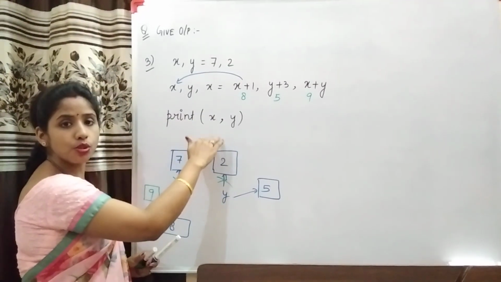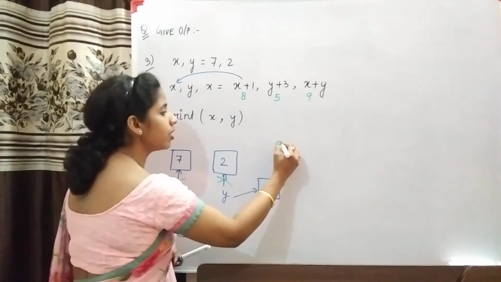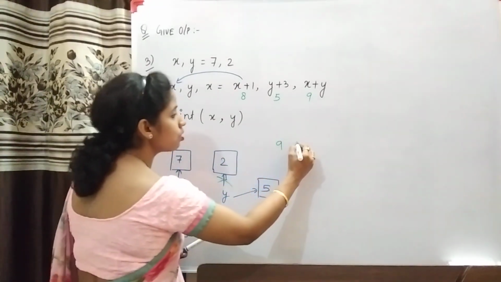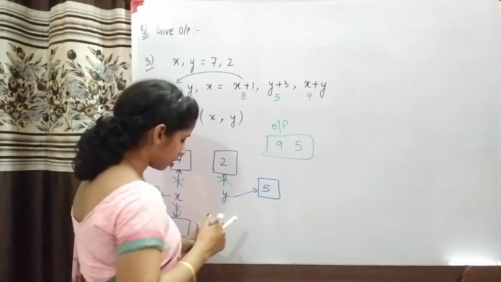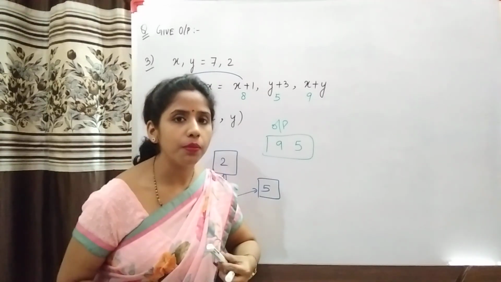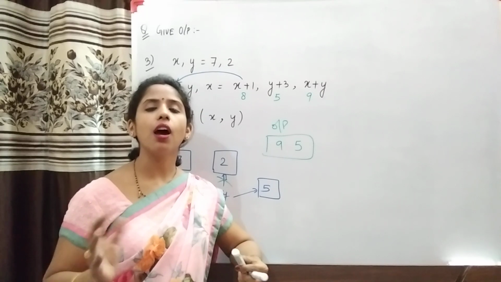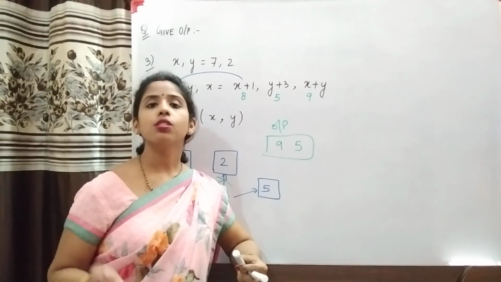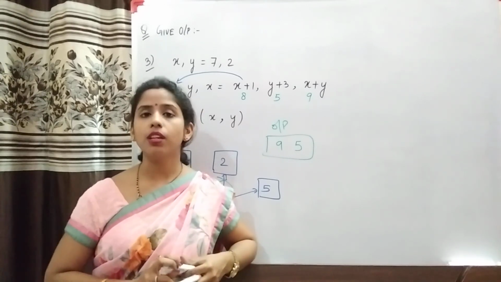Now if after this you print x comma y, then x is 9, so 9 will be printed and y is 5, so 5 will be printed. So this is going to be the output. So now you have seen how to create a variable, how to initialize or assign values to a variable, and how to solve questions. So with this I end this lecture and I hope everything must be clear to you.